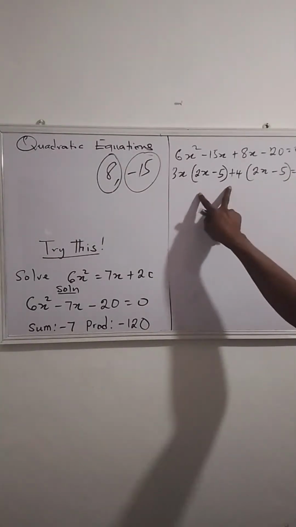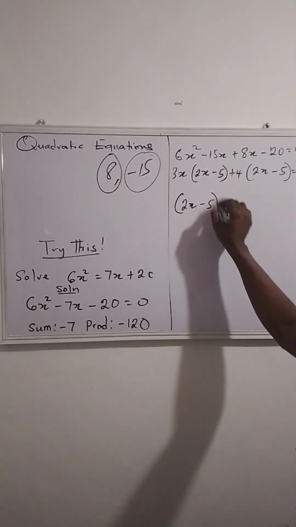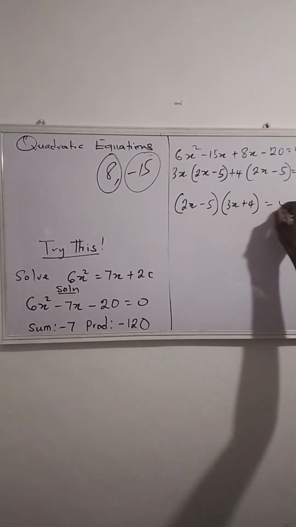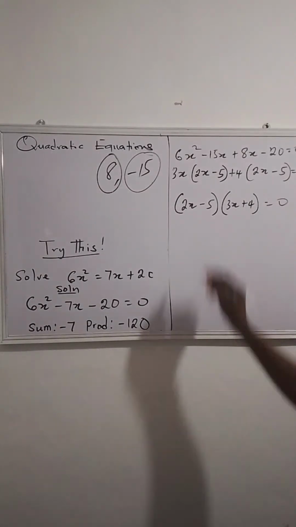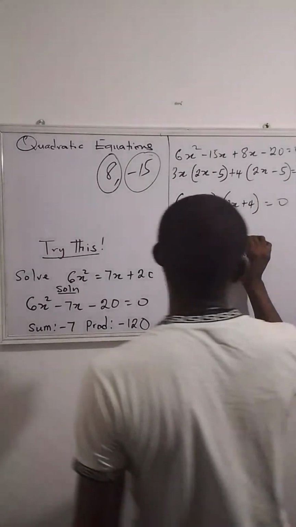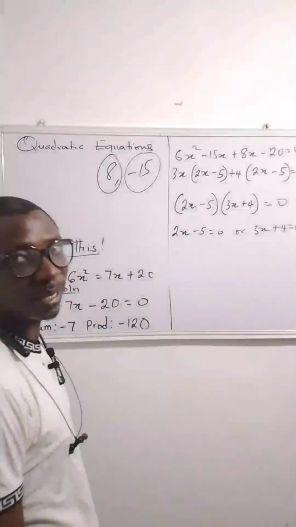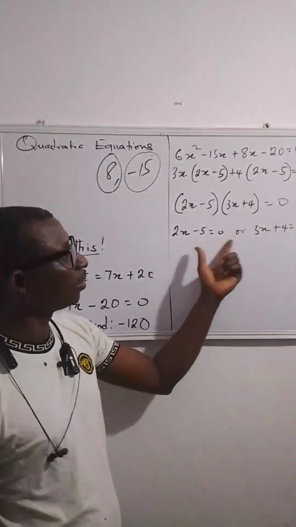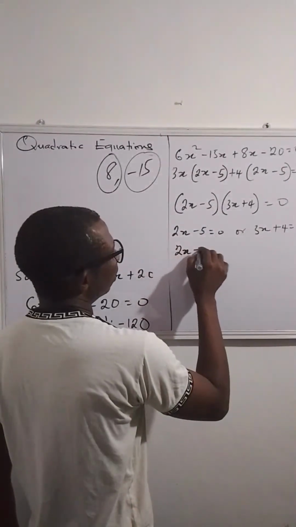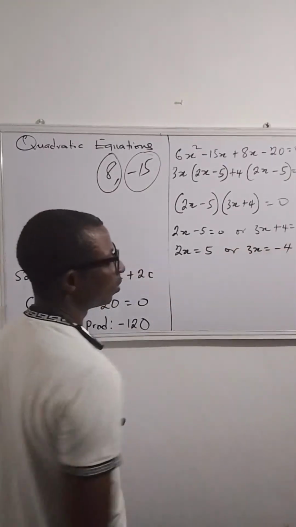Now the common factor is what we have in the bracket. So you have 2x minus 5 and you have 3x plus 4 equals 0. So it's either 2x minus 5 equals 0 or 3x plus 4 equals 0. Can you see that? All right, the next thing now is to add 5 to both sides. So you have 2x equals 5 or 3x equals minus 4.